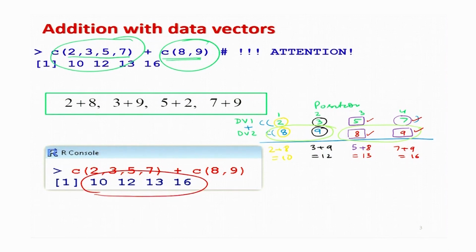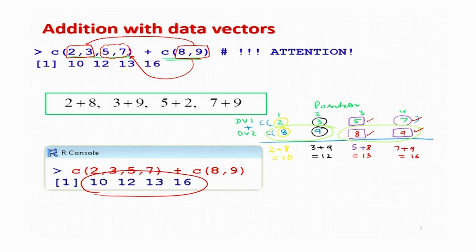So, what you have to understand here is that these two values are added to the respective positions in the first data vector, and after that there are no values for the second set. So these values come here again and they are added to these values. So, there is a sort of repetition. The values in the data vector which are lower in number in comparison to the other one are repeated.